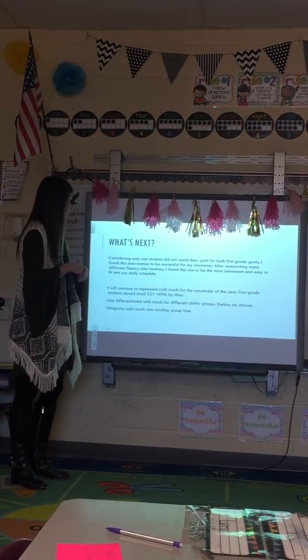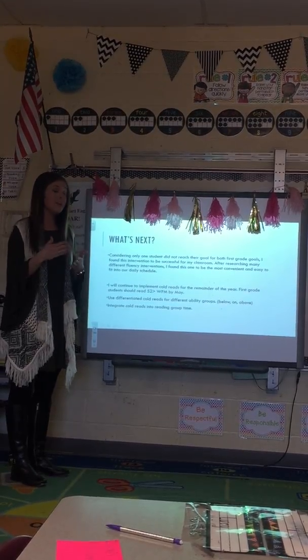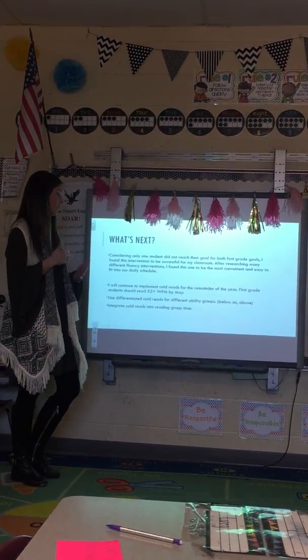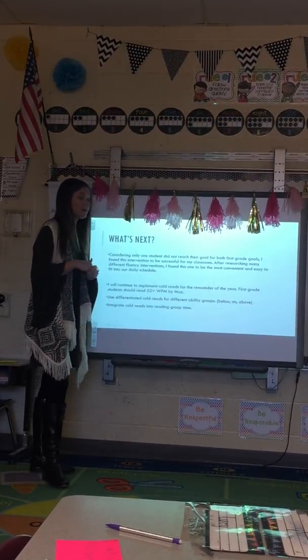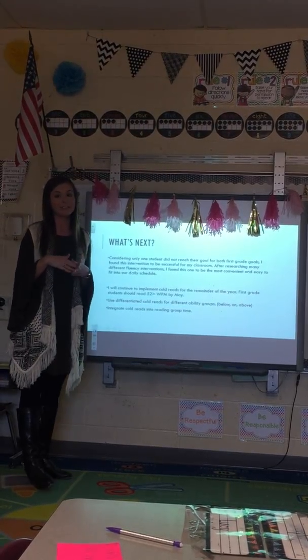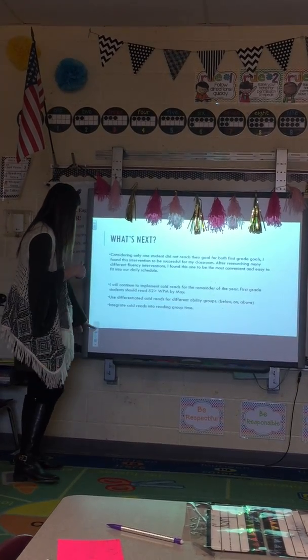I could use differentiated cold reads for different ability groups. So for my below, on, and above, they would be different. Right now they're all the same, on a first grade level. And I could integrate them into a reading group time, so having a set time every day for my students to be working on their cold reads. And that is all.